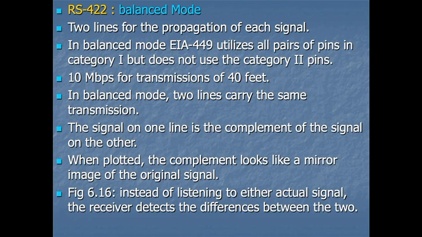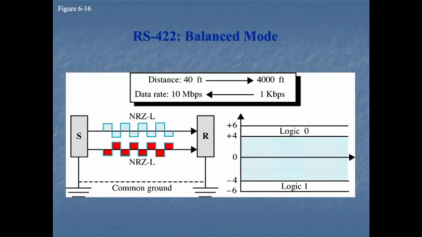In balanced mode, two lines carry the same transmission. The signal on one line is the complement of the signal on the other. When plotted, the complement looks like a mirror image of the original signal. Figure 6.16: instead of listening to either actual signal, the receiver detects the differences between the two.